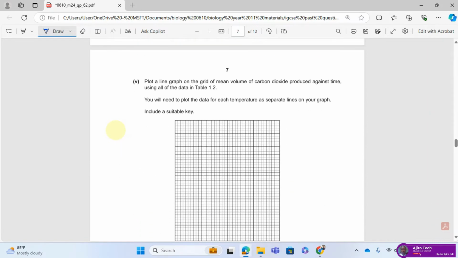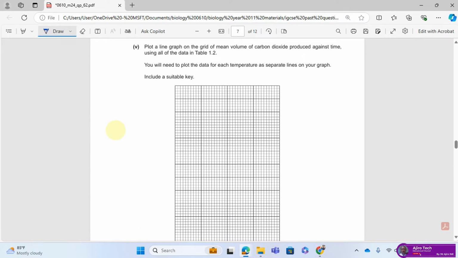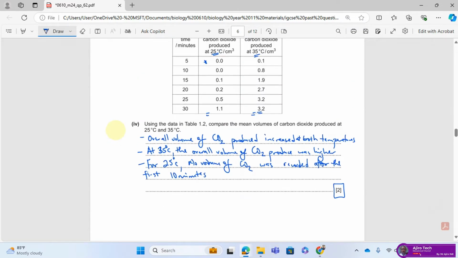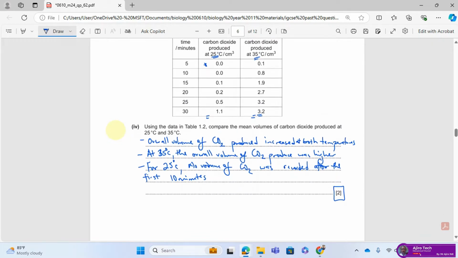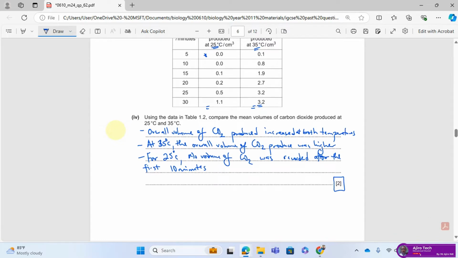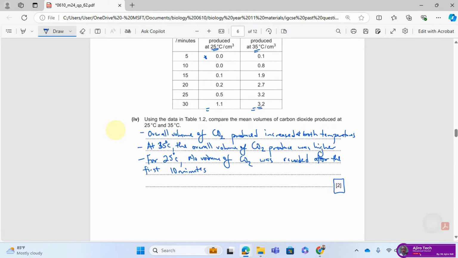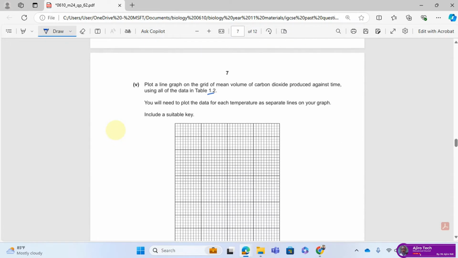Now we'll go to the next question. It says plot a line graph on the grid of mean volume of carbon dioxide produced against time using all the data in table 1.2. You will need to plot the data for each temperature as separate lines on your graph, including a suitable key. So we'll come to the table. We have at 35 and at 25. So in order to do this, we are plotting two line graphs on one graph for 25 and 35 and using the same time.